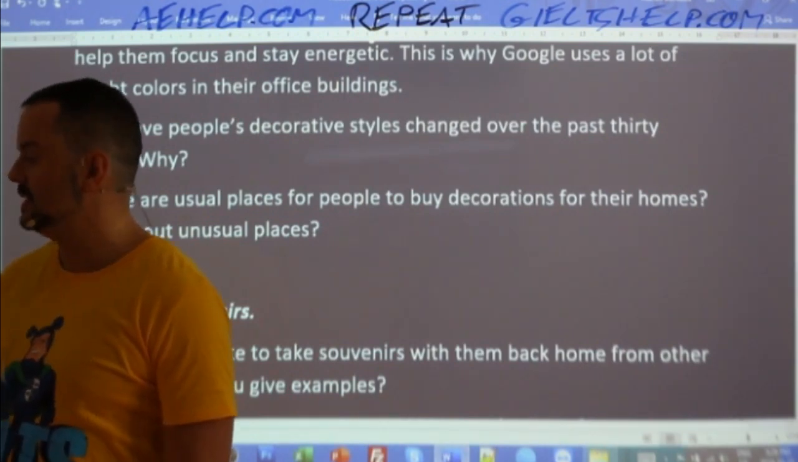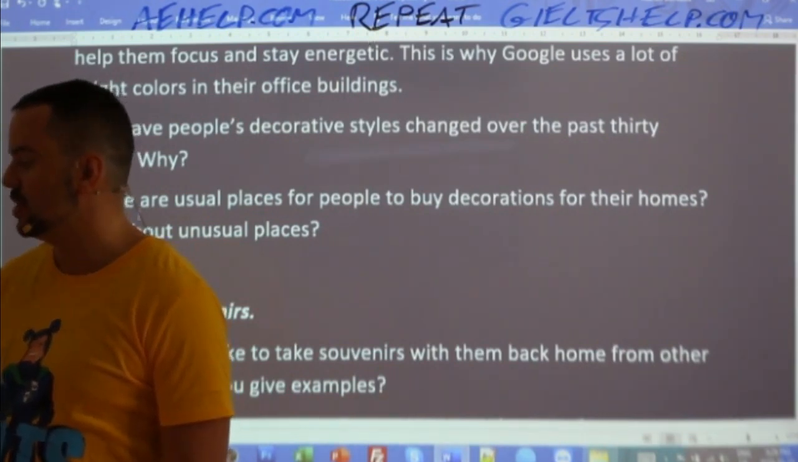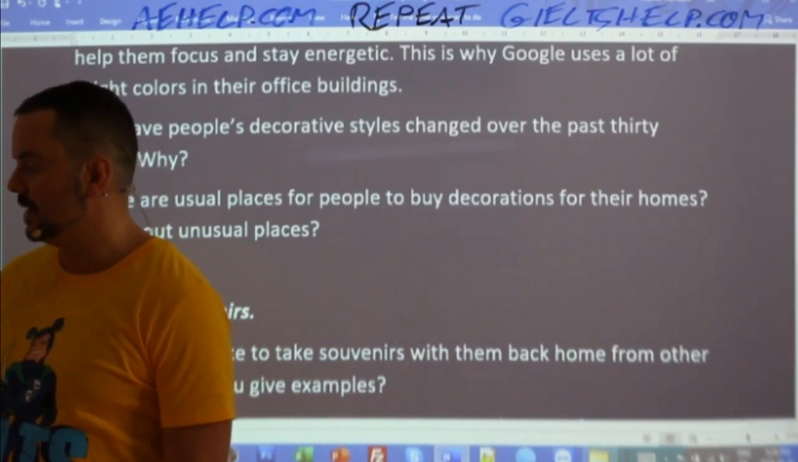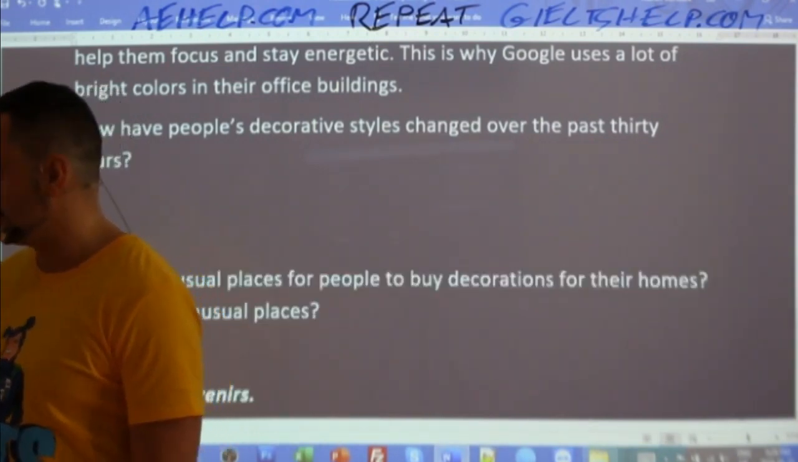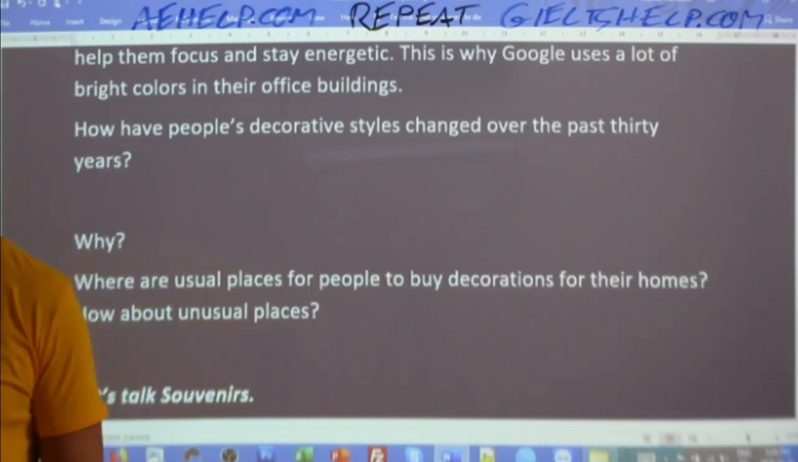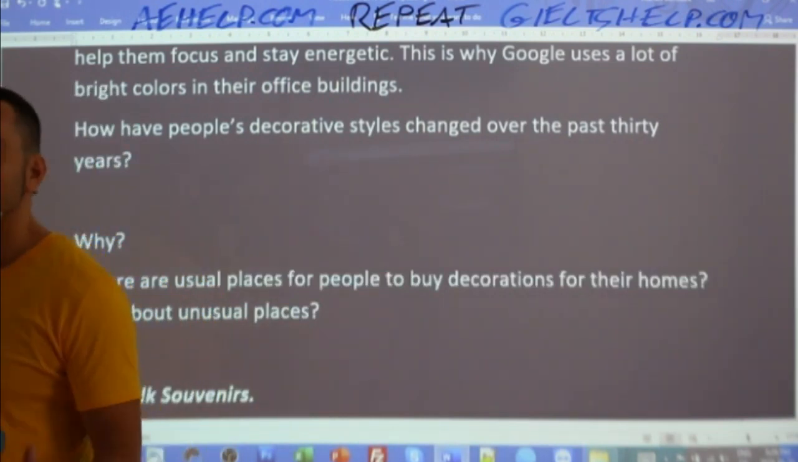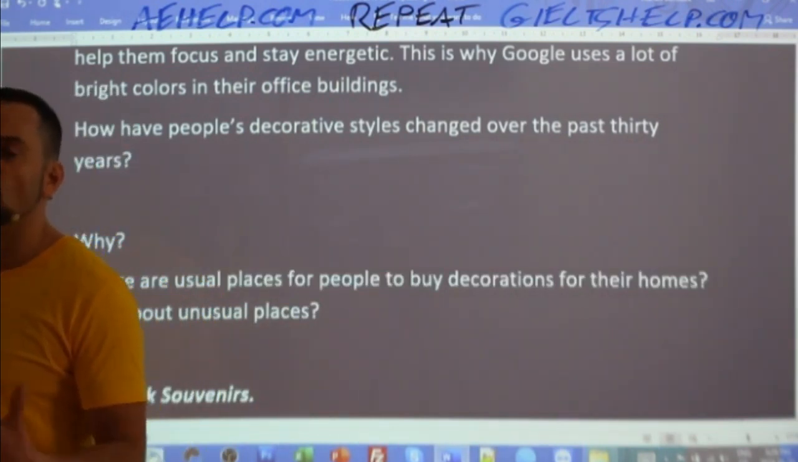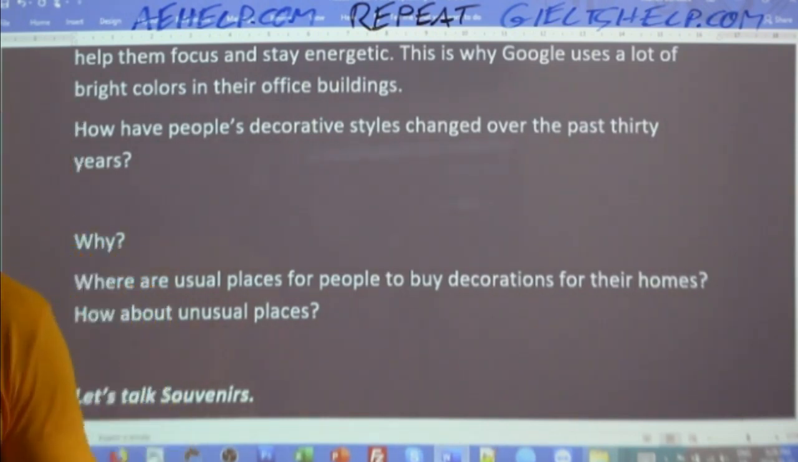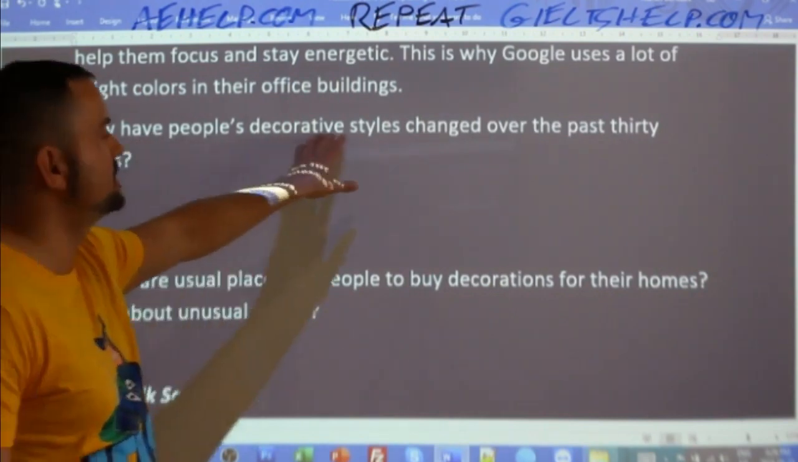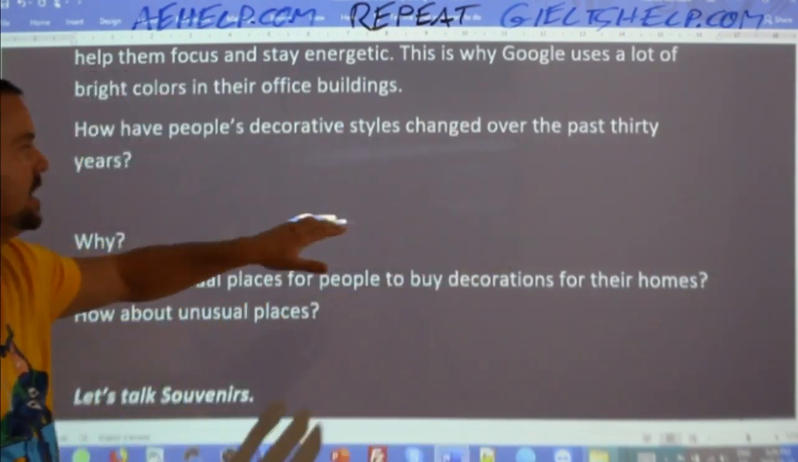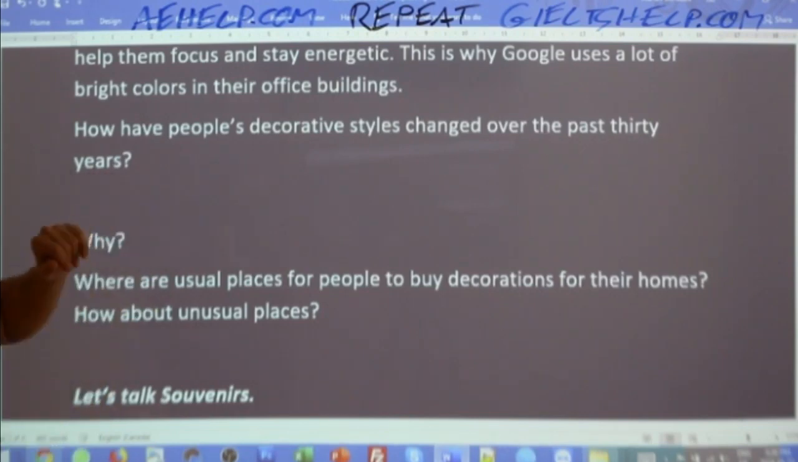Have people's decorative styles changed over the past 30 years? Here, you're going to have to visualize a little bit. Picture what homes and offices looked like 30 years ago. Think about what they look like today, and then give a good answer. So how have people's decorative styles changed over the past 30 years?